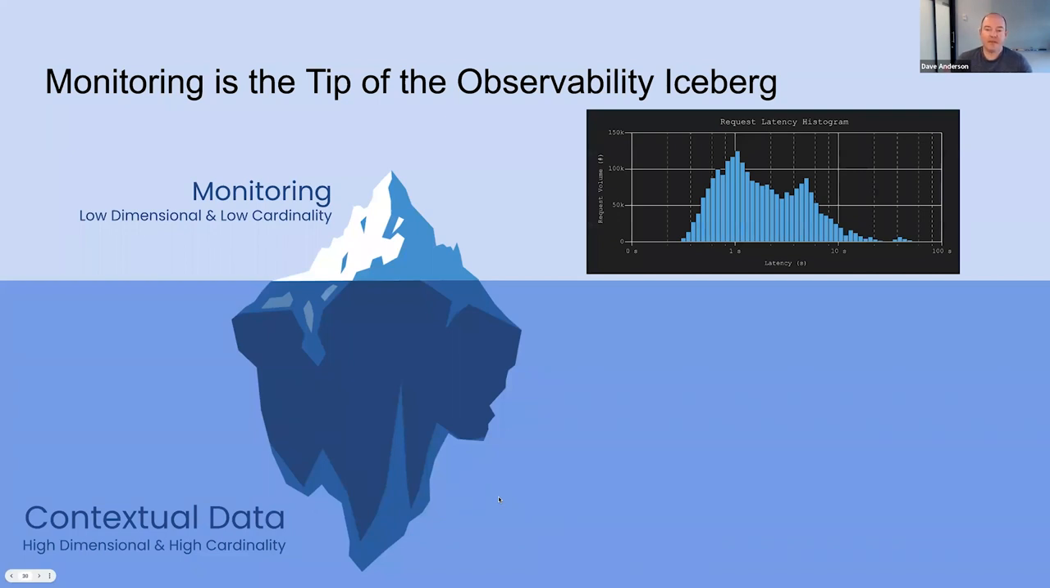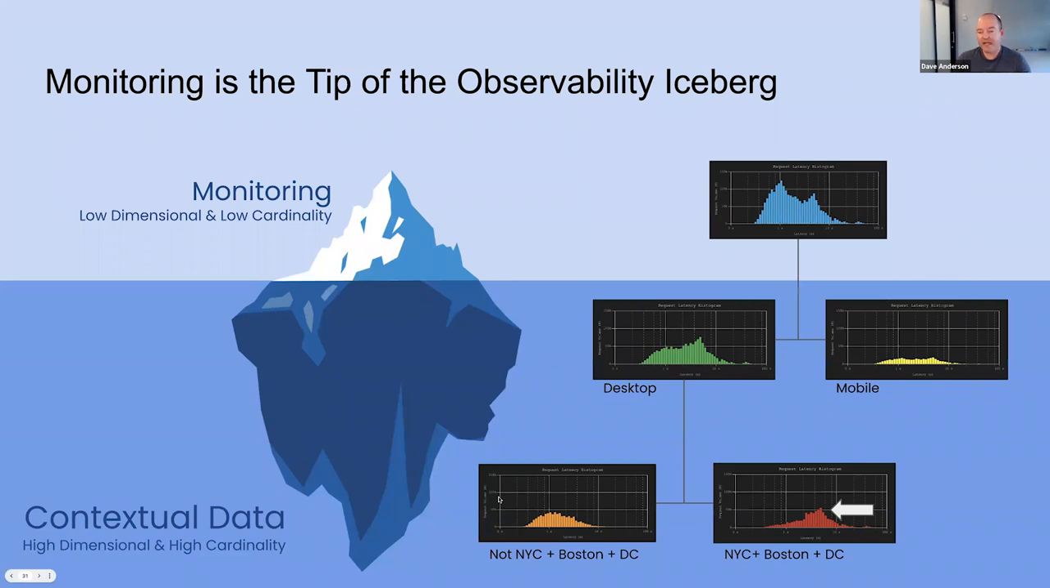For example, here's a request latency histogram showing two peaks, one around the 1 second mark and another around the 7 or 8 second mark. That's the distribution of this aggregated metric. Well, if you add contextual data and attach tags to this metric, so that we can break it out by whether it's desktop or mobile, or whether the location is in a certain city, now you can break this out and start to see what the composition of that overall chart was.